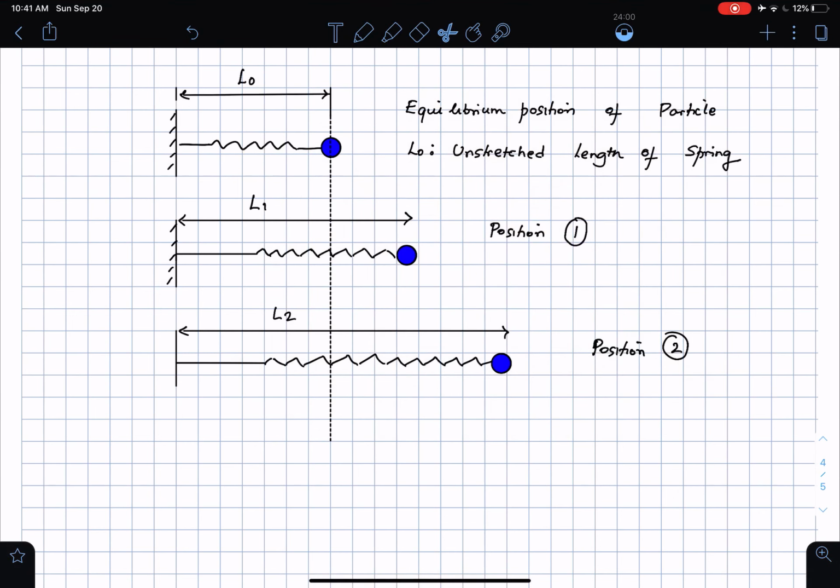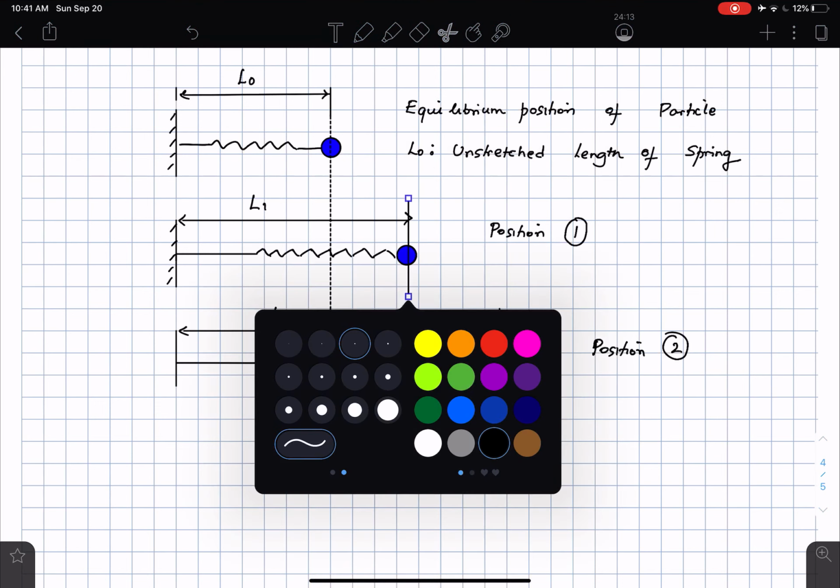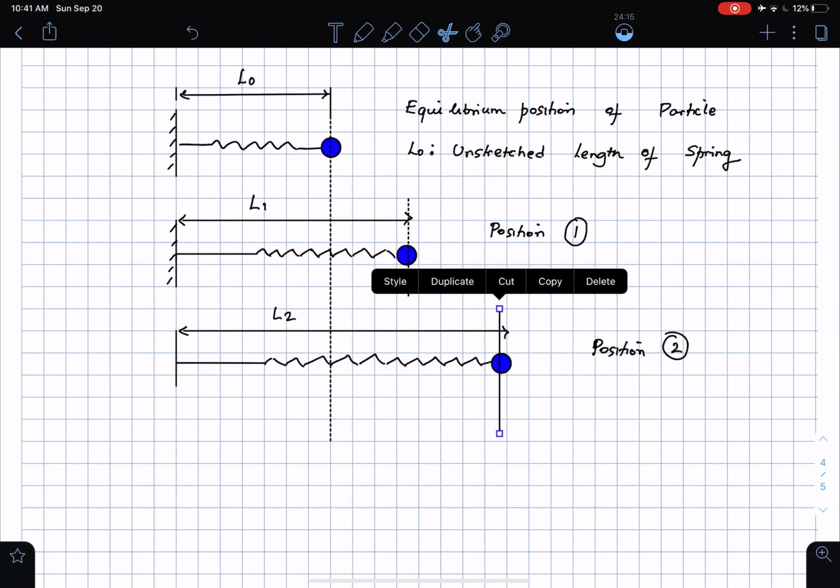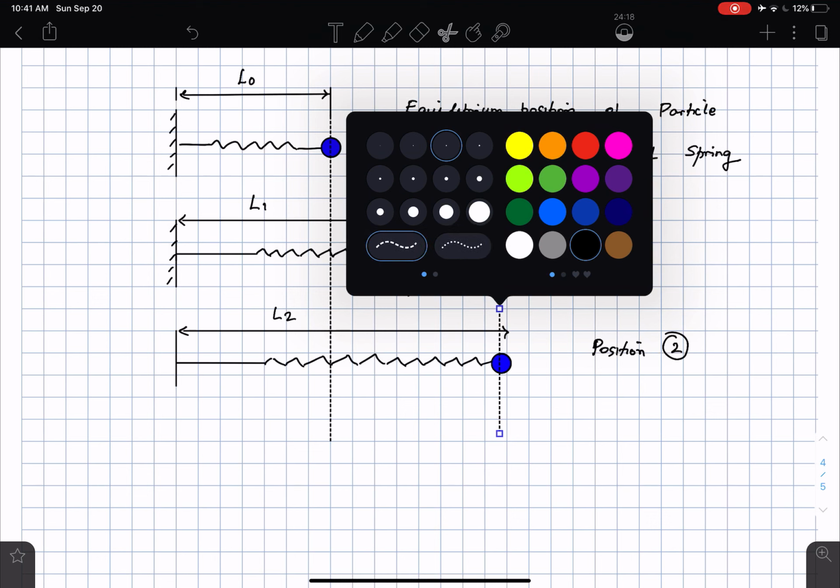Okay, and then I'm going to draw one more line here. I need to first select a line. So these are also going to be dotted lines for me. Okay, that's one line here, then this is another line right here.